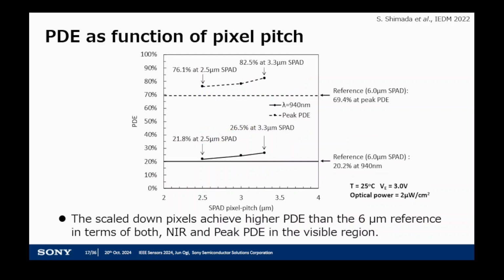Finally, this graph shows the pixel pitch dependence of peak PDE in visible light and at 940 nanometer in infrared. The developed SPAD pixels achieved higher peak PDE compared to the reference 6 micrometer SPAD pixel. These improvements can be attributed to the gapless OCL. The 3.3 micrometer pixel in particular shows an outstanding peak PDE of 82.5% in visible light.